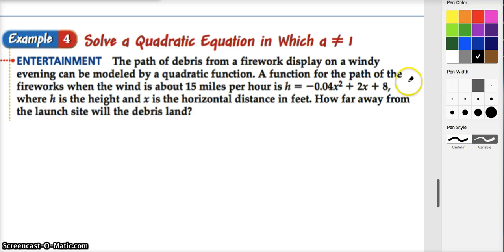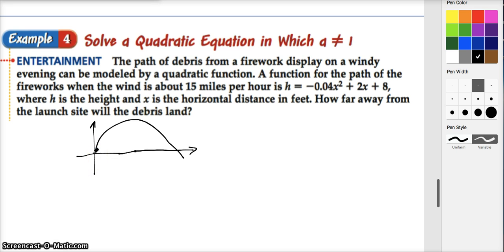H is equal to all of this stuff here, where H is the height and X is the horizontal distance in feet. How far away from the launch site will the debris land? So if I'm thinking about this, I know that this is a parabolic function. Believe it or not, this lead coefficient tells me it's an upside down parabola, or an unhappy parabola. If I haven't mentioned that, you will hear that later on.